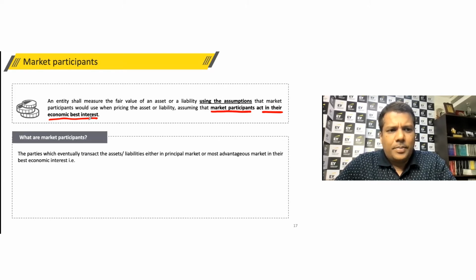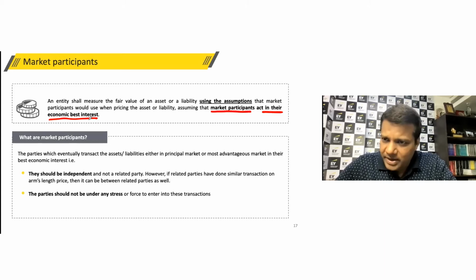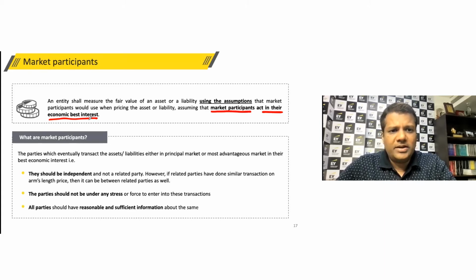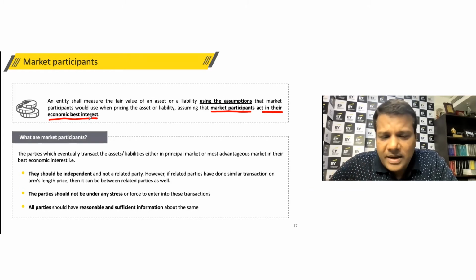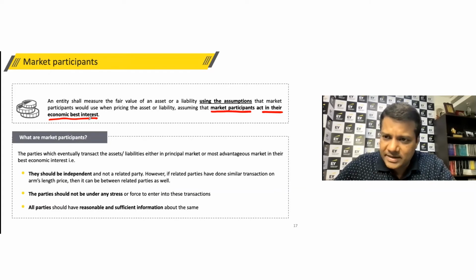So what are market participants? Parties which eventually transact the asset or liability either in the principal market or in the most advantageous market. They should be independent, not a related party. However, if related parties have done a similar transaction at arm's length price, then it can be between related parties as well. The parties should not be under any stress or forced to enter into those transactions. All parties should have reasonable and sufficient information about the same.